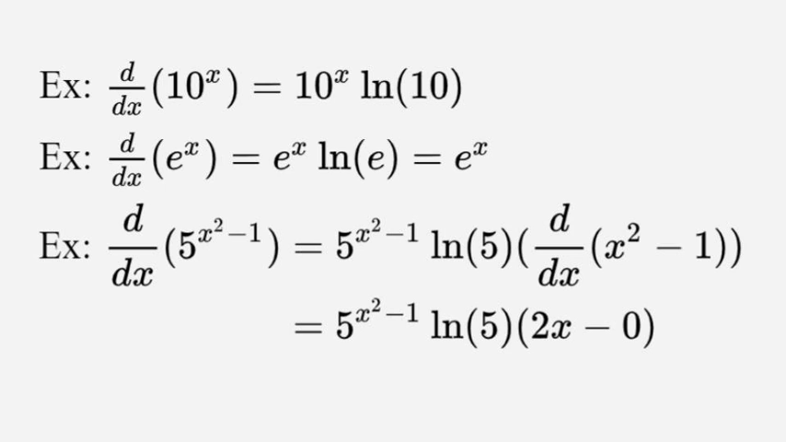But now using the chain rule, we have to multiply by the derivative of the inside, which is the derivative of x squared minus 1. Of course, the derivative of x squared minus 1 is 2x minus 0. While you're doing these problems, keep in mind that you might have to use more than one rule, maybe the chain rule or the product rule. It just depends on the situation, and every problem is a little bit different.